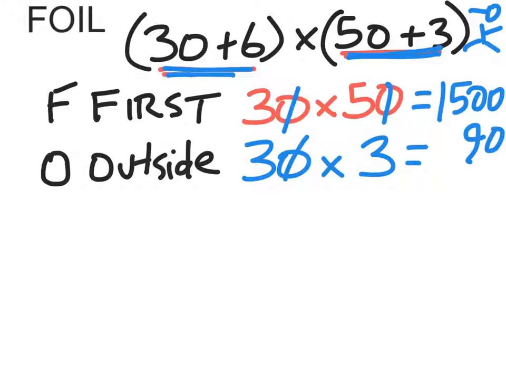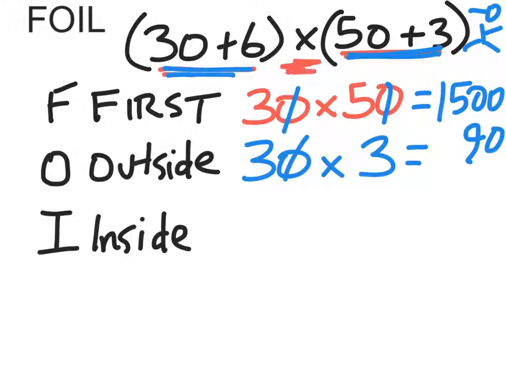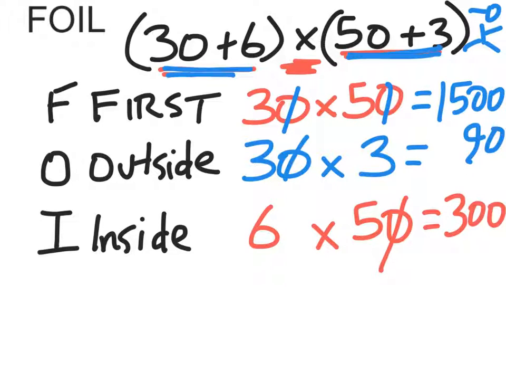That's really important. Alright, the I in FOIL stands for inside, the inside numbers. That means the numbers closest to the X, to the multiplication symbol. So in this case, we have a 6 and the 50 are the two numbers closest in each pair. 6 times 50, if I do my strategy correctly, is 300.